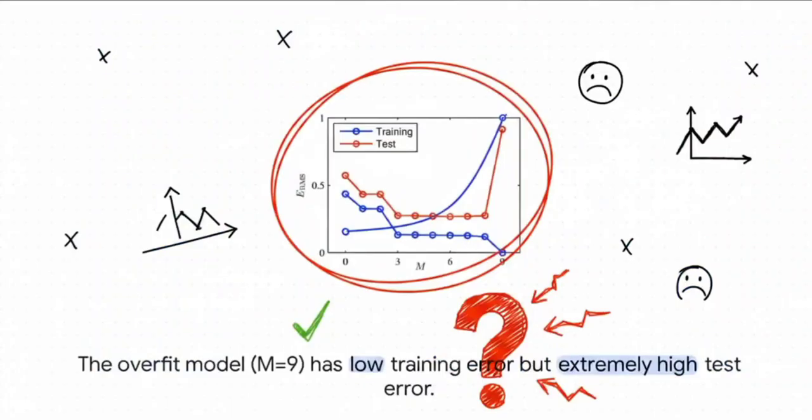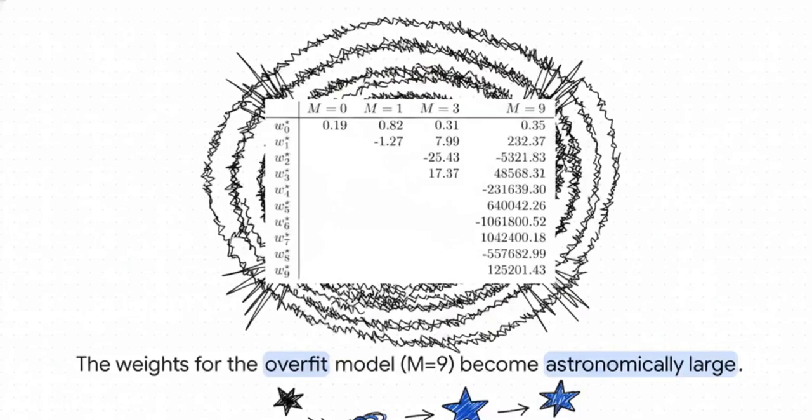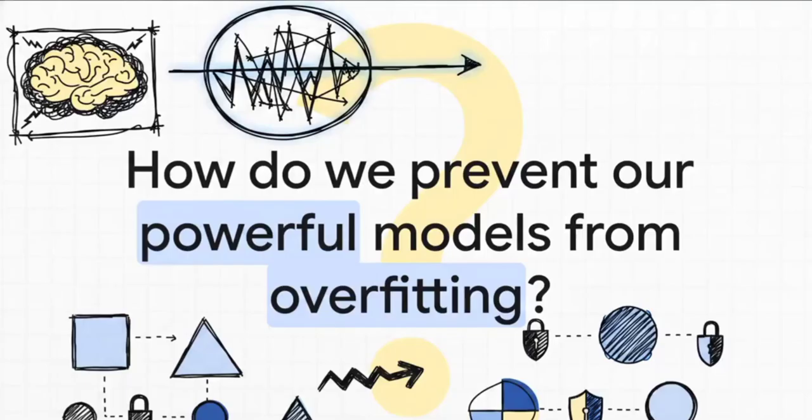And here's the proof. The overfit model completely fails when you give it new, unseen data. And look at the model's weights. They get ridiculously huge. That's a classic sign it's just chasing noise. So how do we stop our models from going wild like this?